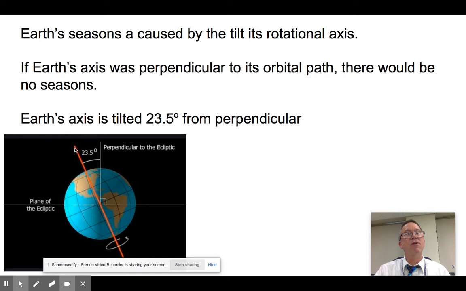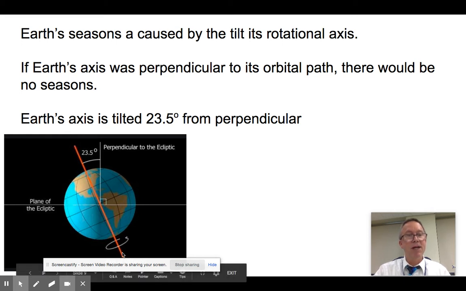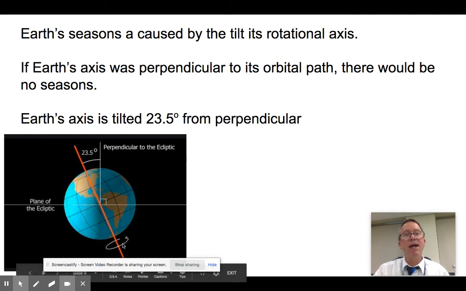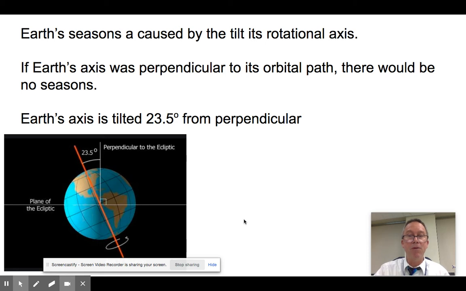However, the Earth's rotational axis is tipped 23.5 degrees to the plane of orbit. And that is why we have seasons, because sometimes we're tipped more towards the sun. In other words, the sun is higher in the sky, and sometimes we're tipped the other way, and the sun's rays are lower in the sky. And this is the main reason why we have seasons.